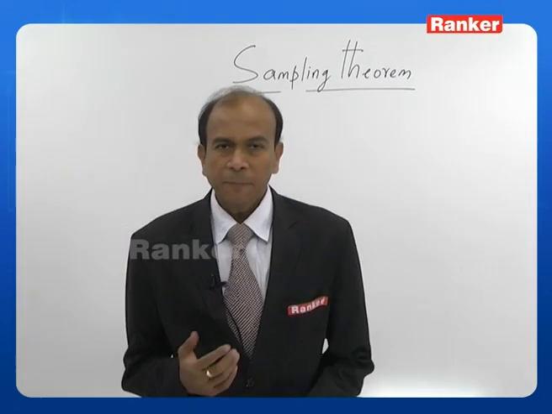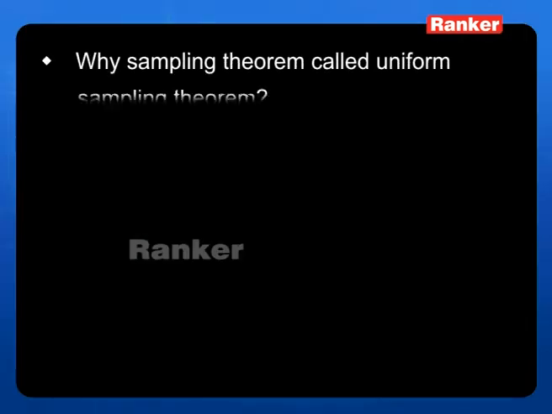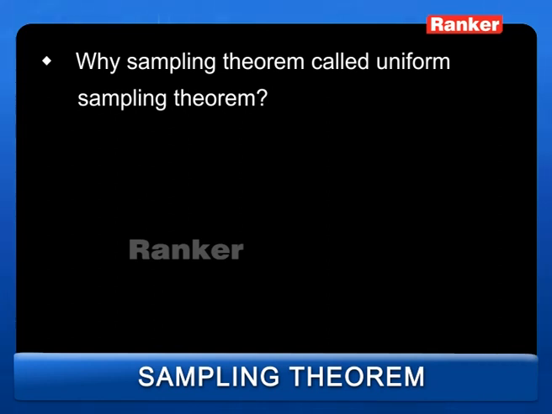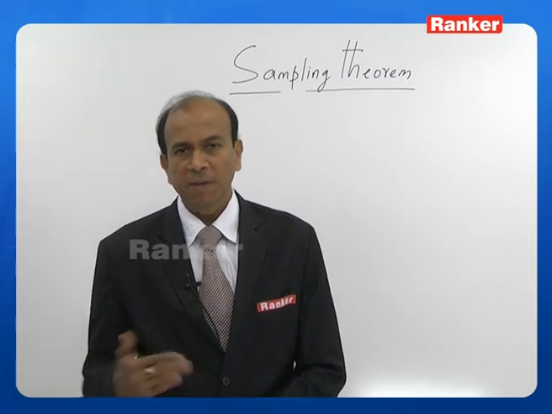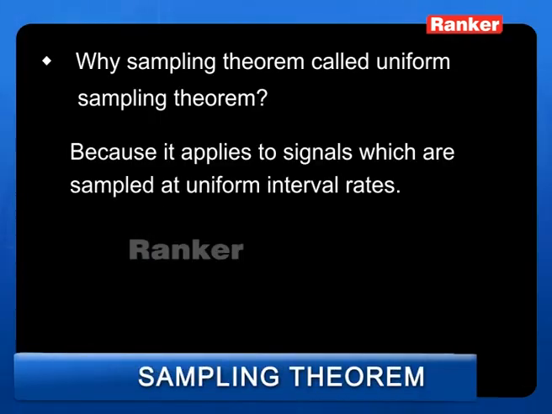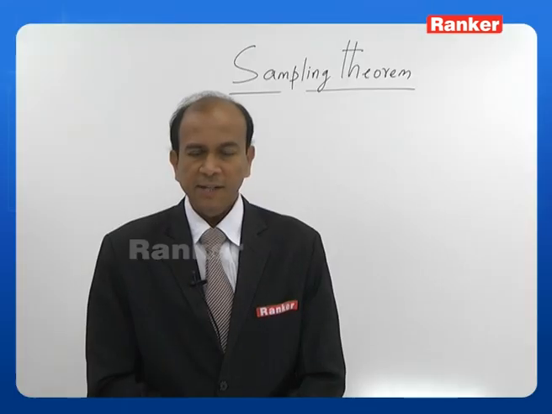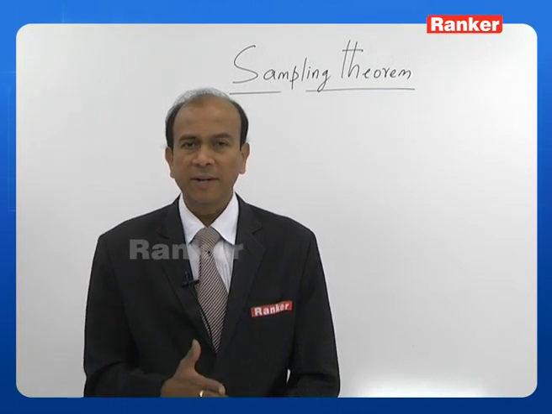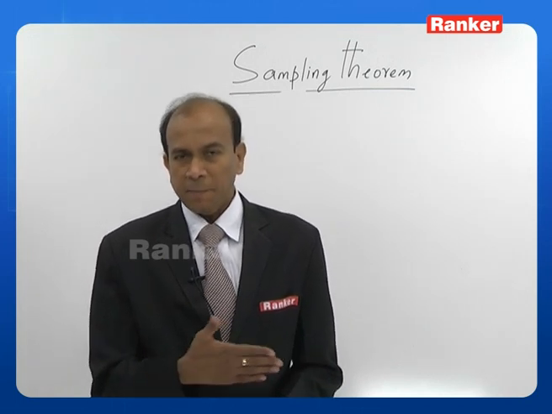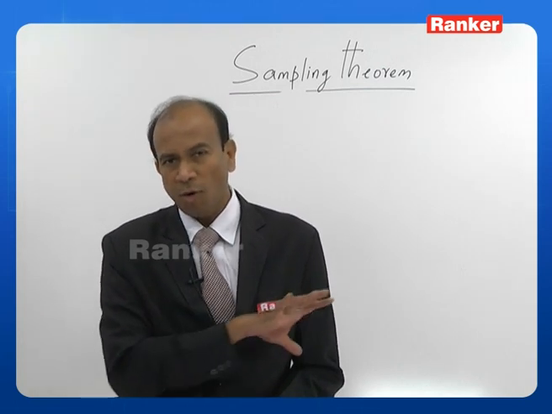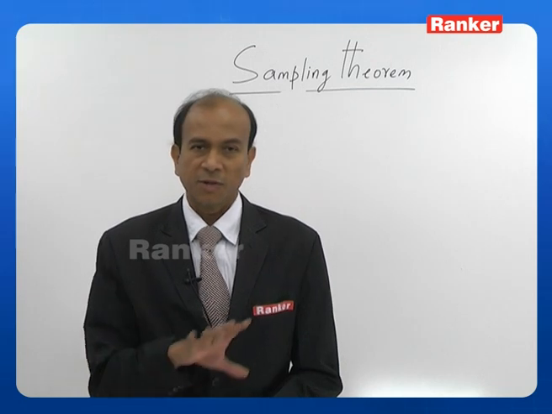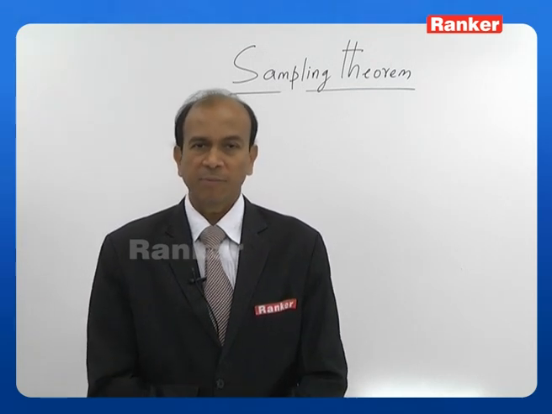Let us now see one basic question. Why is the sampling theorem called the uniform sampling theorem? Let us see. Because it applies to signals which are sampled at uniform interval rates. We see the sampling is done at a uniform rate, isn't it? The TS is neither increasing nor decreasing, so it is uniform throughout. That means the sampling rate is constant. That is why this is also called uniform sampling.